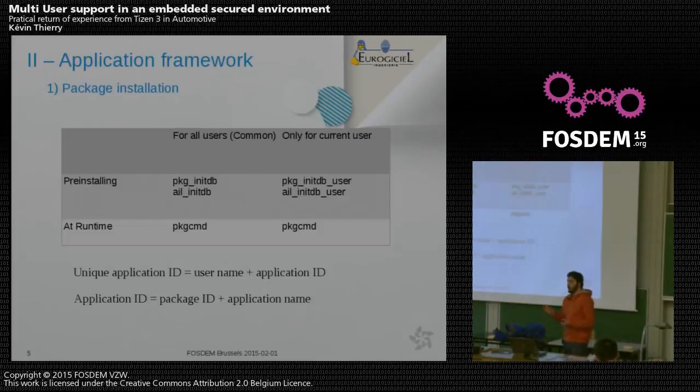Every application is unique. In fact, two users can have the exact same application installed, but it won't be the same binary. Each user will have it in his own directory. So we need to have a unique application ID, so we add the username to the application ID. And the application ID is itself composed of a package ID and the application name.